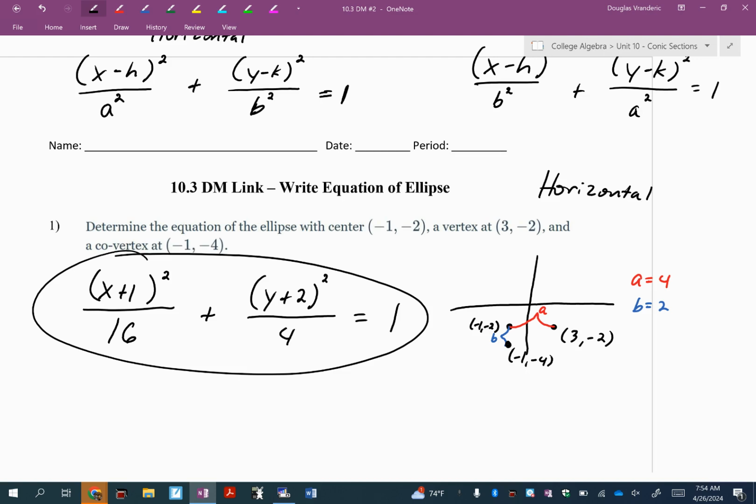Center is H and K. So I put these into H and K. Right now, yeah. In a moment.